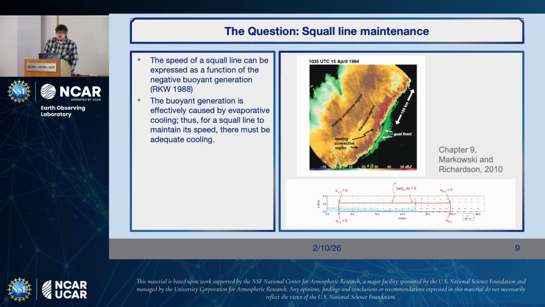So one way that you can express this is the speed of the squall line. And if you take the relationship of a density current, the speed of that, and then you perform some differential equations, you can actually rewrite it in terms of the cooling rate required to maintain that speed. And so it essentially just comes down to the buoyancy generation, or the negative buoyancy generation, caused by evaporation. It just needs to maintain a certain level of cooling.